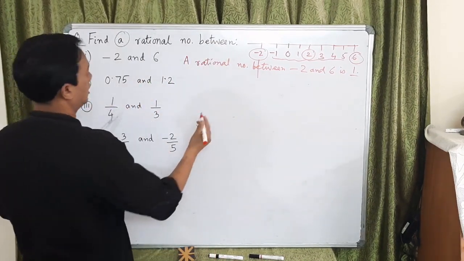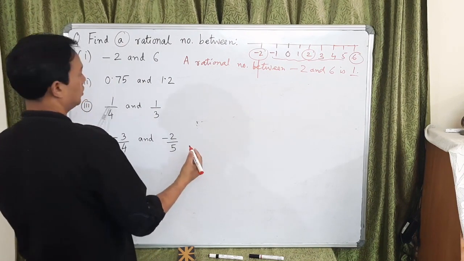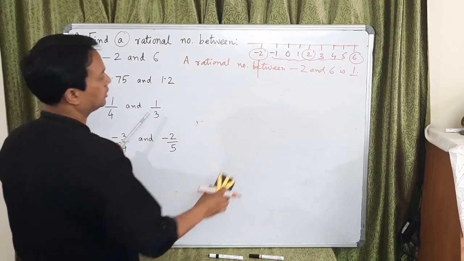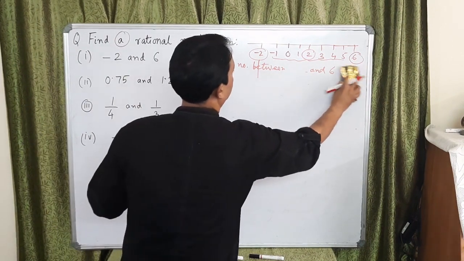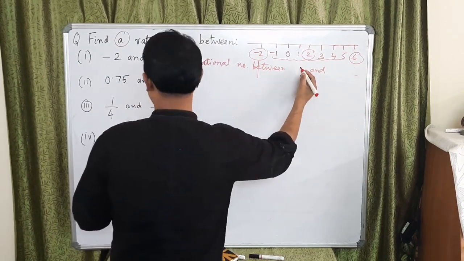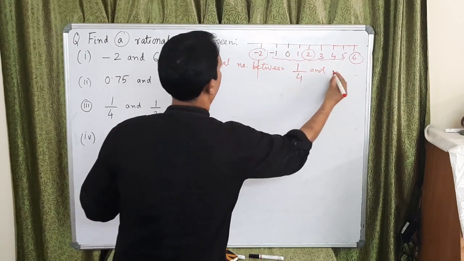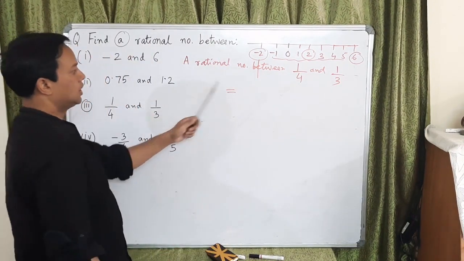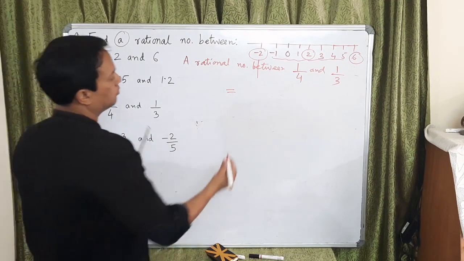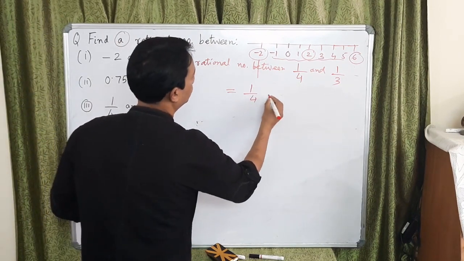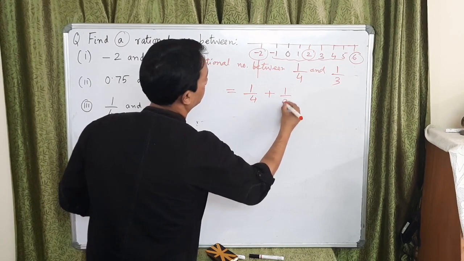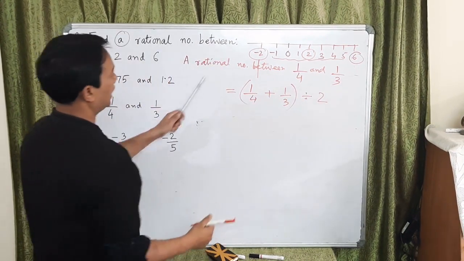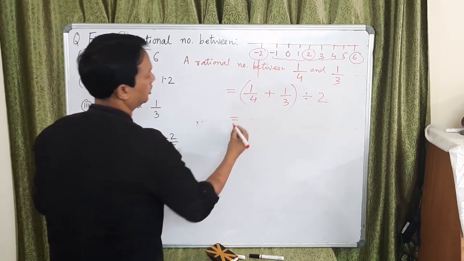If this type of question where you have to find a rational number between 1 by 4 and 1 by 3. Supposing I'll write here a rational number between 1 by 4 and 1 by 3. Now here we can do it different ways. If you have to find only one, the best method would be just add these two numbers and divide it by 2. Add and divide by 2, you will get one number in between.